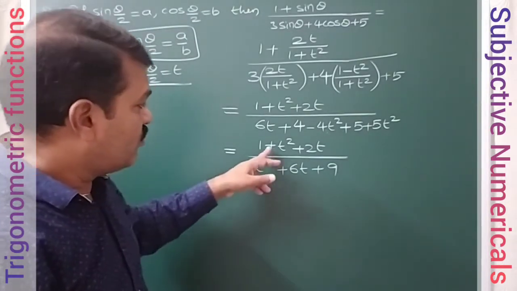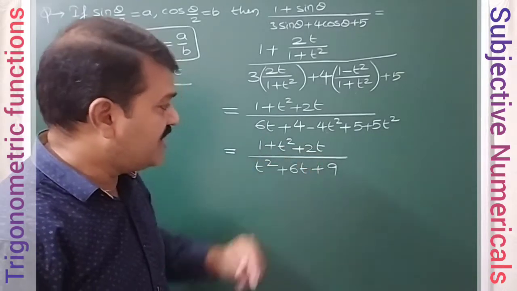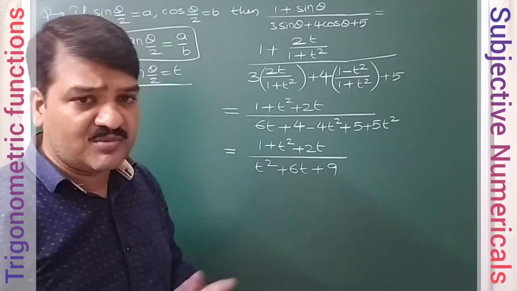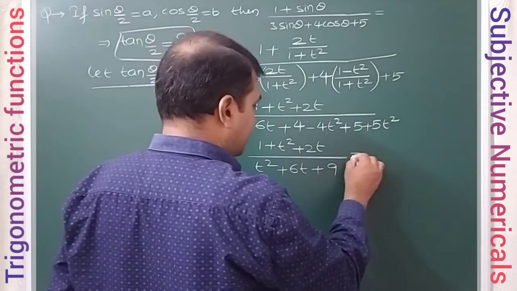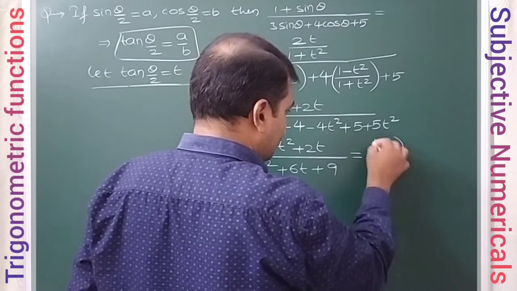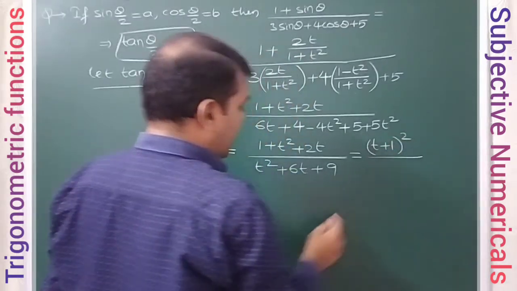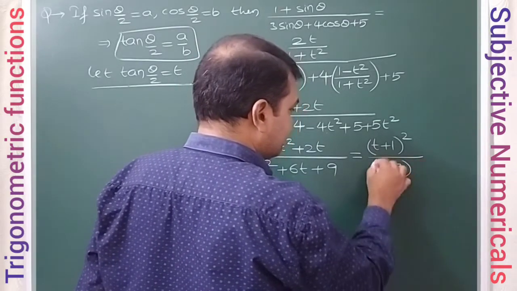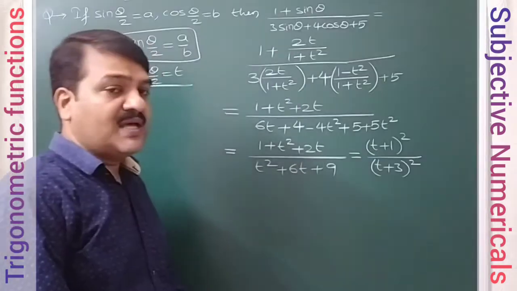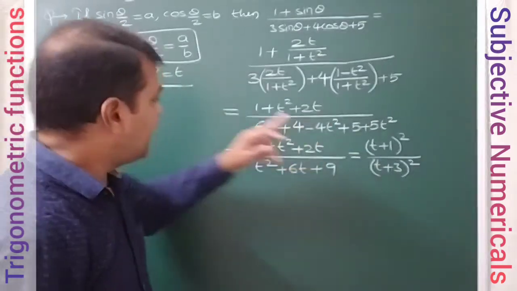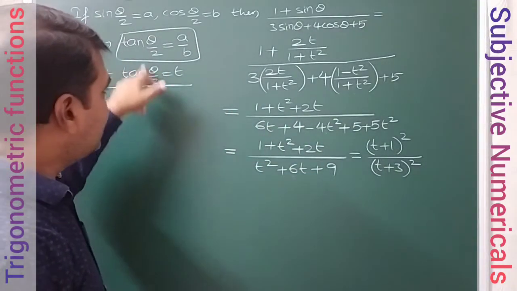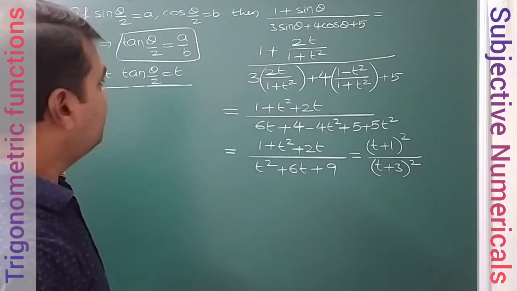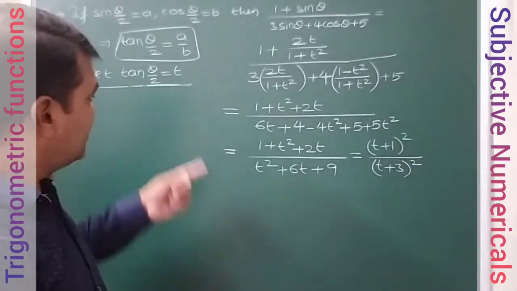And 1 plus t square plus 2t, this is nothing but 1 plus t whole square or t plus 1 whole square, both are same only. So we can write the numerator as t plus 1 whole square. And denominator is nothing but t plus 3 whole square. And what is t? T is tan theta by 2. And tan theta by 2 is a by b. So I am going to substitute a by b in place of t now, because t is nothing but a by b.